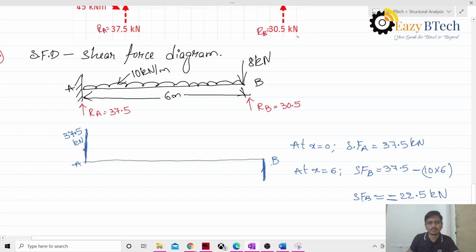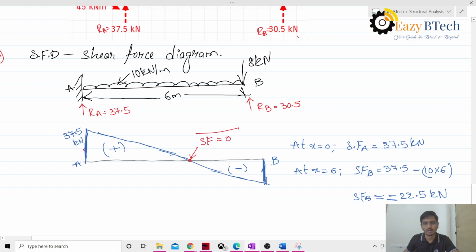Now I will join this one. This will be my positive. This will be my negative. This is how we need to do this. But we also need to find the point here, the point where my shear force is equal to 0. Why do we need to find this? Because this is the point where we'll get the maximum bending.